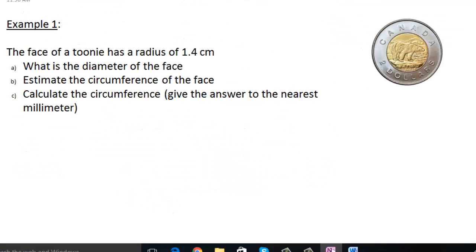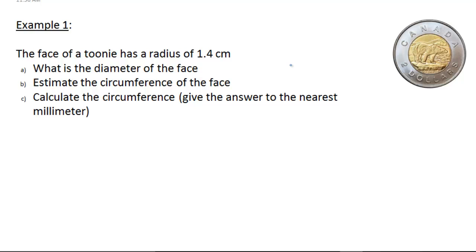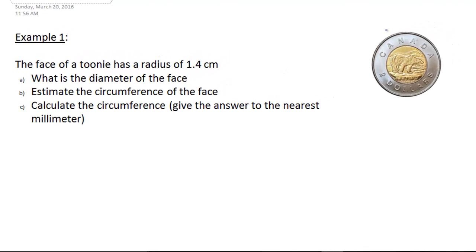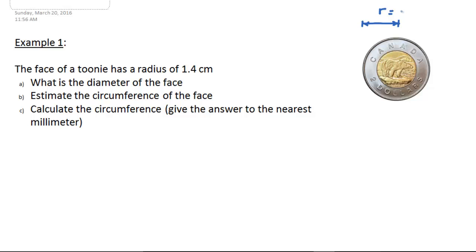So let's see some examples. Example 1. The face of a tuna can has a radius of 1.4 centimeters. If I imagine this circle, from the circumference to the center, this will be my radius, and the radius equals 1.4 centimeters. Question A: what is the diameter of the face? As you know, diameter equals 2 times the radius, so 2 times 1.4. 2 times 4 equals 8, 2 times 1 equals 2, so 2.8 centimeters. This is going to be the diameter.